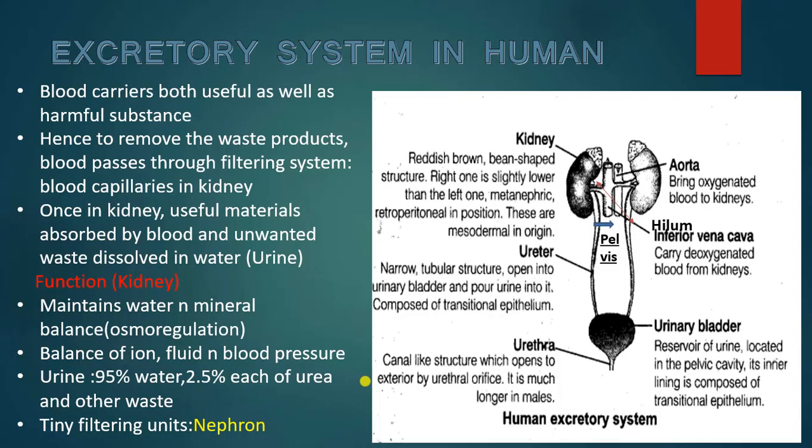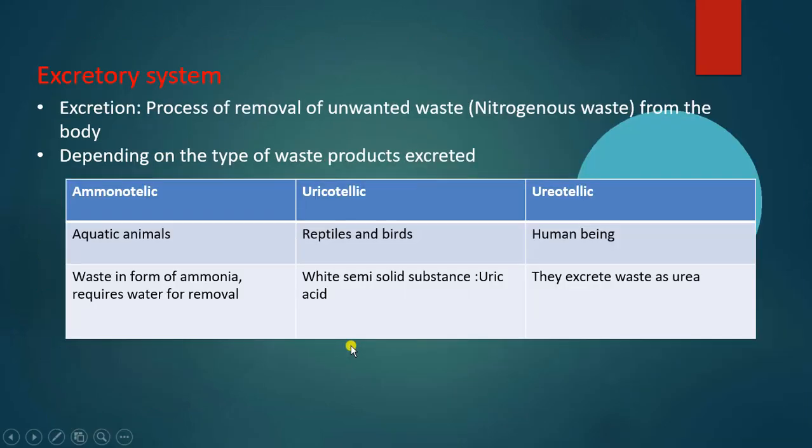Hello everyone, we move to another important part in the chapter transportation, that is excretory system in humans, or basically excretion. Now let's talk about what is excretion. Excretion, as we all know, we have studied from our lower grades, is a process of removal of unwanted waste from our body. Like we have dustbins at our home, right?